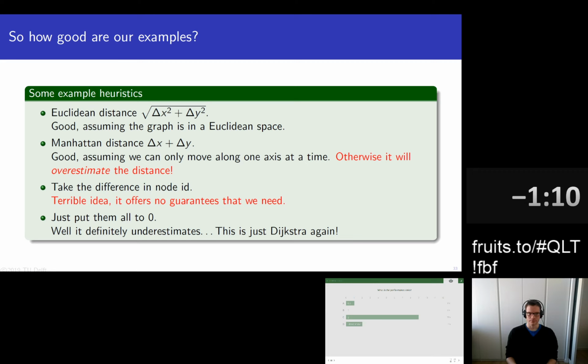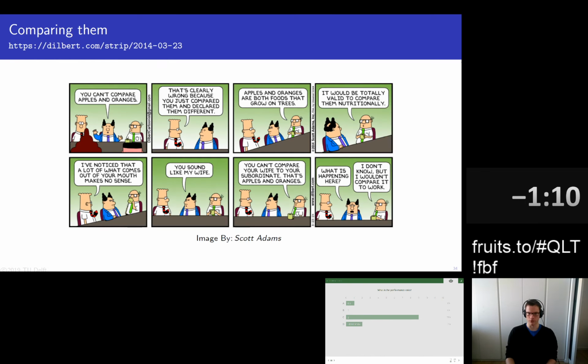Okay. So some example heuristics we've seen. So now we've seen two algorithms. Dijkstra on the one hand, without this heuristic, and now Dijkstra plus a heuristic for A star. And the question now is, okay, which is better, right? Which should I use? I'll give you a second to read the comic first.